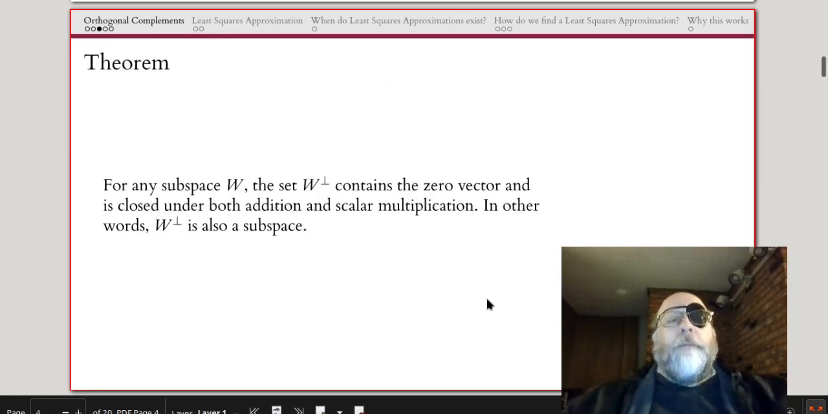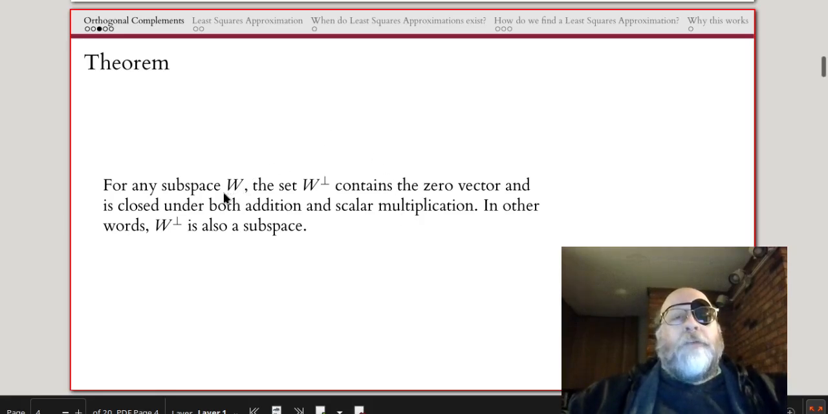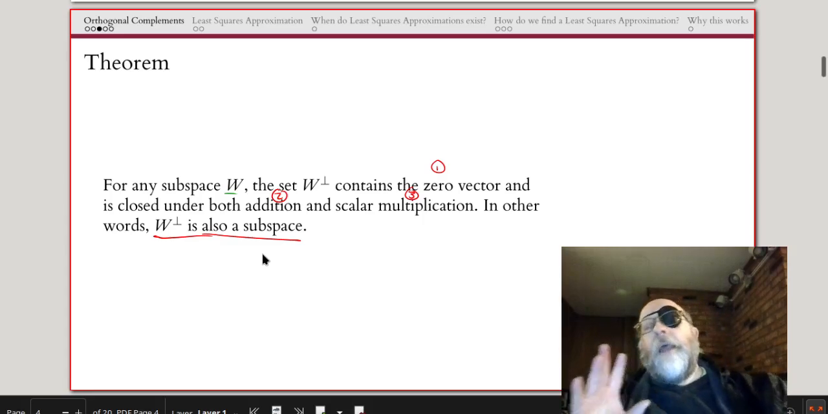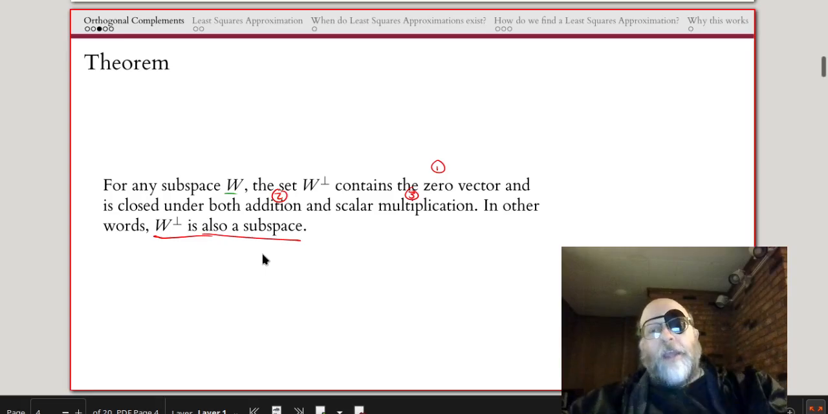And we have a theorem that no matter what subspace we start with, the orthogonal complement contains a zero vector, and it's closed under addition, and it's closed under scalar multiplication, but those are the conditions that are required to be a subspace. And so W perp is also a subspace in every case. If you start with a subspace and you take the orthogonal complement, you get a subspace out.